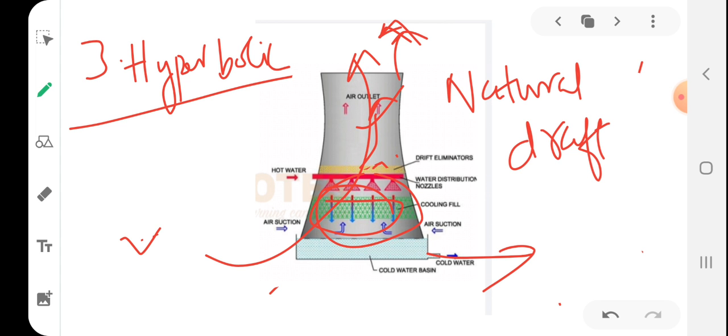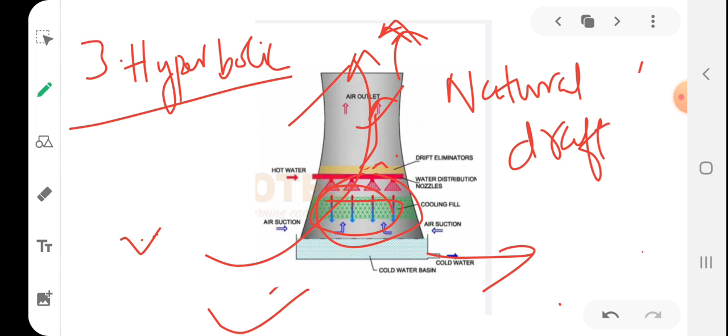Actually, this type of structure requires large space due to its height and width. It has a very high initial cost, but it is very cheap to operate. This self-supported structure can withstand a wind velocity of almost 150 km per hour. So this is a very large structure used in nuclear or coal-fired power plants.